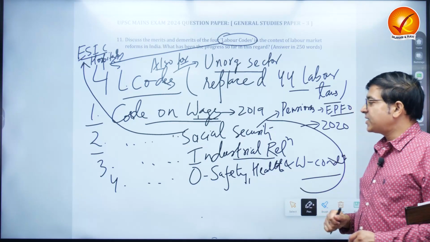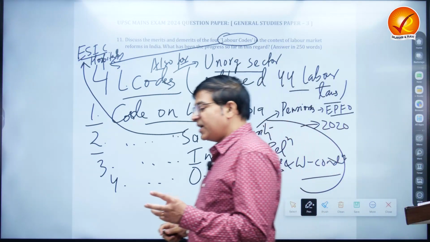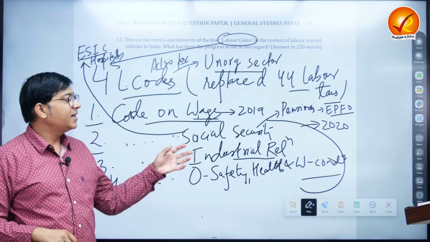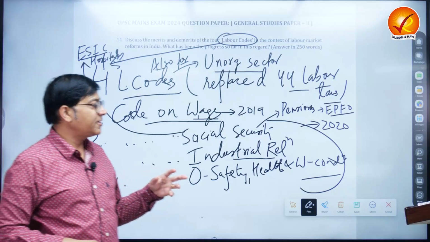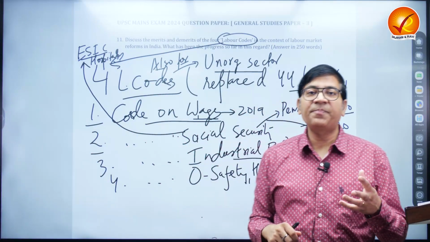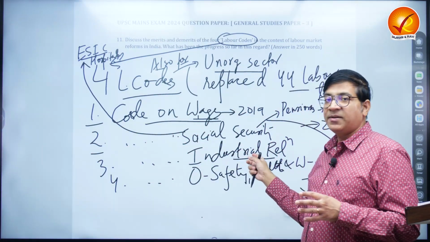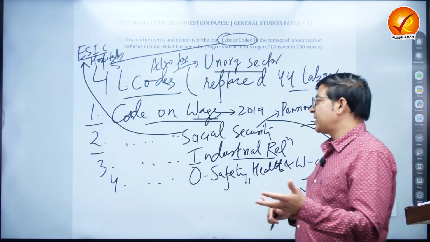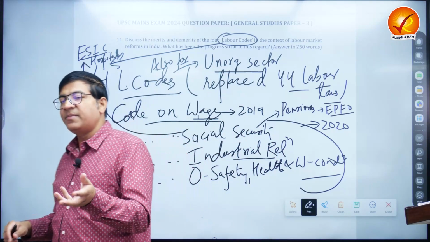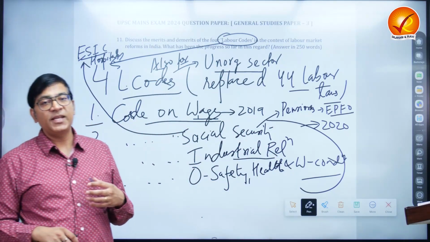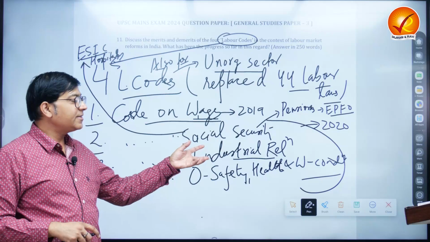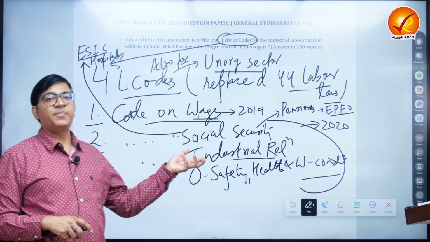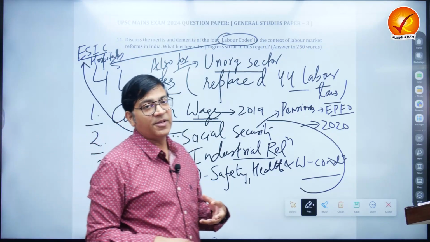Under industrial relations, you can give examples like the industries being given more flexibility. Earlier, under the industrial dispute resolution act, the moment there were more than 100 workers in an industry, they needed government approval before firing any worker. That threshold is now 300 workers. So only when there are 300 workers in a particular industry will government approval be needed.